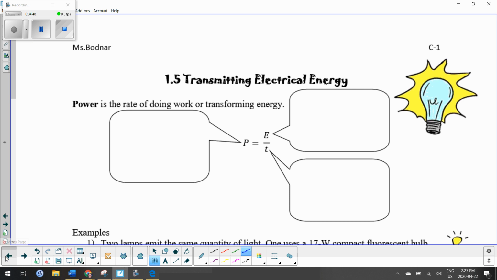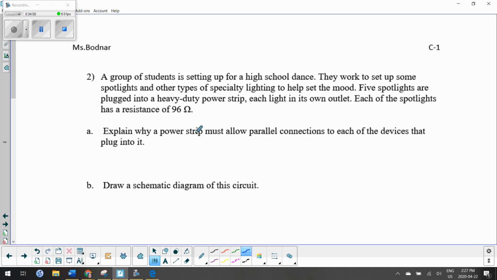And I believe this is our last calculation. A group of students is setting up for a high school dance. They work to set up some spotlights and other specialty lighting to help set the mood. 5 lights are plugged into a heavy-duty power strip. Each light has its own outlet. Each spotlight has a resistance of 96 ohms. Explain why the power strip must allow parallel connections to each of the devices.